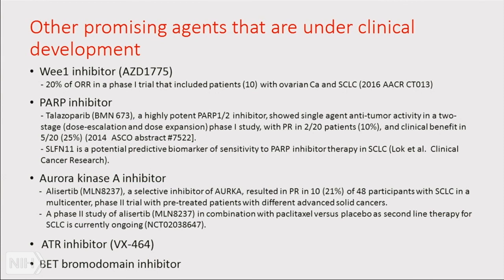There are a number of other promising agents under clinical development, such as a V1 inhibitor. A 20% objective response rate was reported in a very small phase 1 trial. PARP inhibitor is also promising, and a 10% partial response was reported in a phase 1 trial. Importantly, SLFN11 is identified as a potential predictive biomarker of PARP1 inhibitor in small cell. And Aurora kinase A is also promising, with a 21% partial response rate reported in a multicenter phase 2 trial.